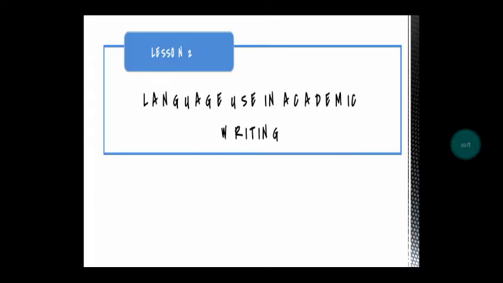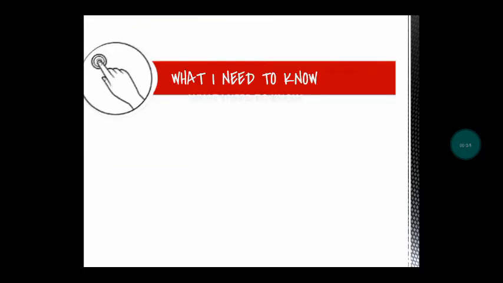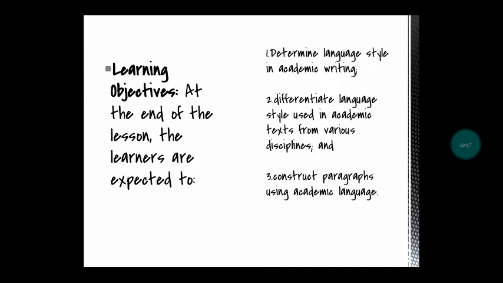So for today, we'll discuss the language used in academic writing. Before that, let us know the learning objectives for this lesson. At the end of the lesson, the learners are expected to: number 1, determine language style in academic writing; differentiate language style used in academic texts from various disciplines; and construct paragraphs using academic language.